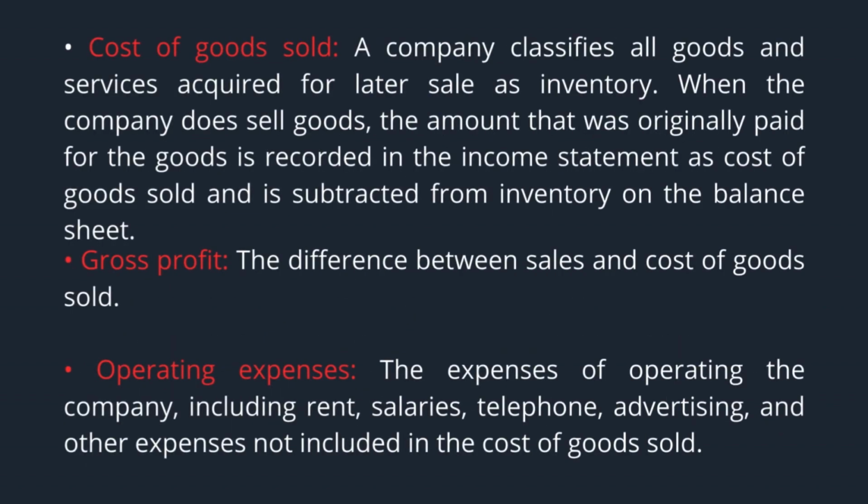Cost of goods sold. A company classifies all goods and services acquired for later sale as inventory. When the company does sell goods, the amount that was originally paid for the goods is recorded in the income statement as cost of goods sold and is subtracted from inventory on the balance sheet. Gross profit: the difference between sales and cost of goods sold. Operating expenses: the expenses of operating the company, including rent, salaries, telephone, advertising, and other expenses not included in the cost of goods sold.